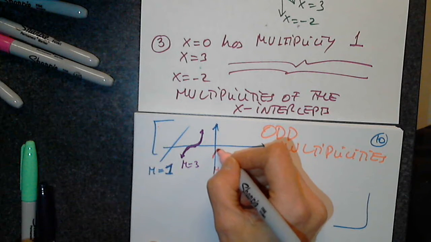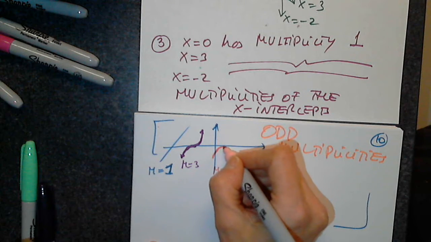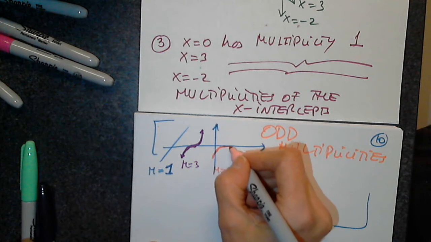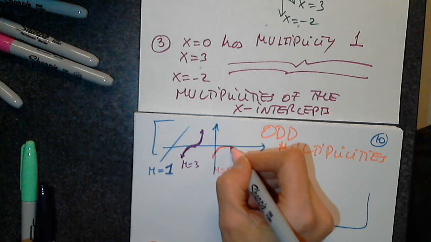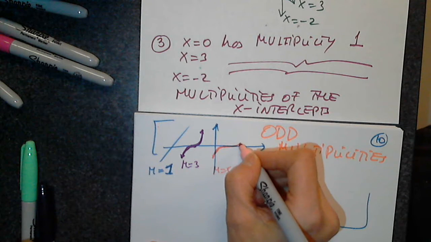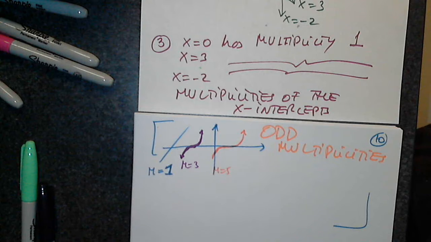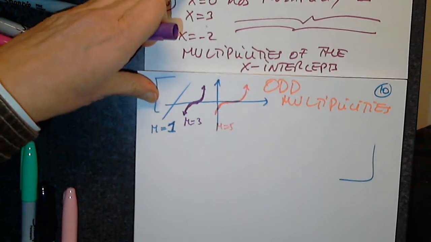And it takes its time, and it takes its time, and it takes its time, and finally crosses it. So see the difference? Fast, slow, very slow. What if I have multiplicity 7? What will happen? Even slower. Okay. Now here's what happens with even multiplicity.